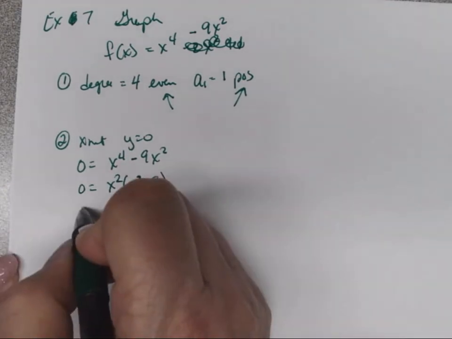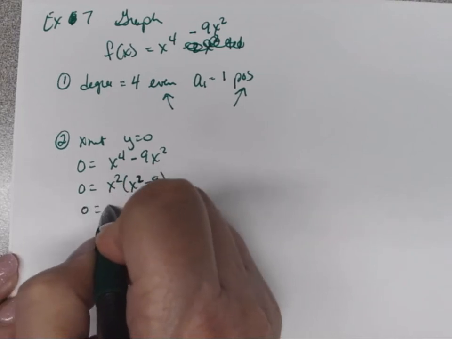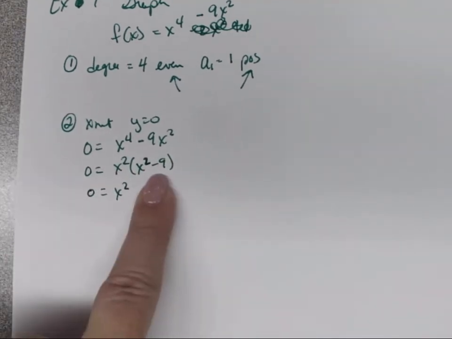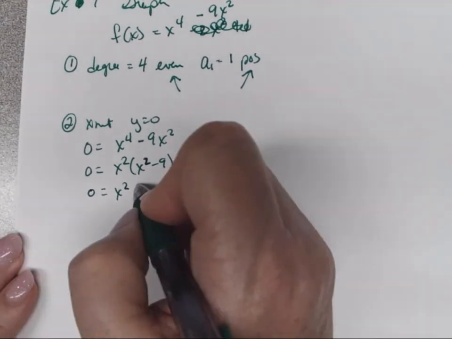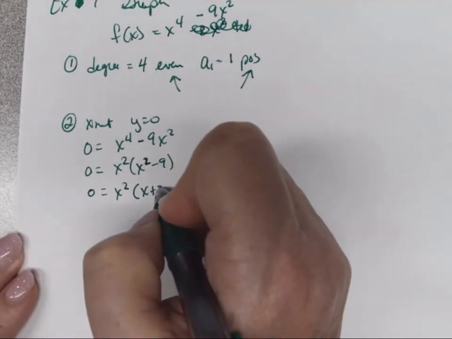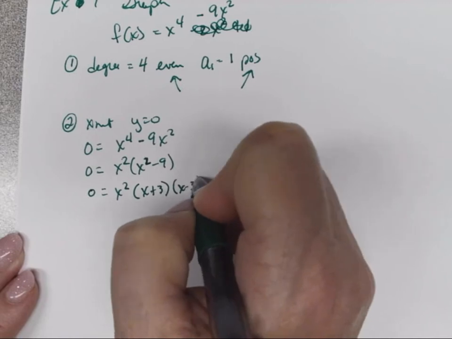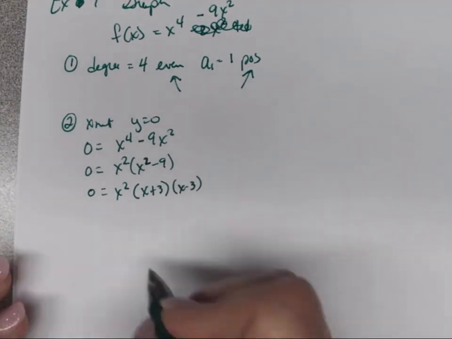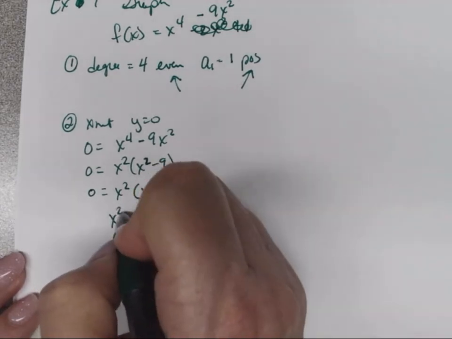And so this will get us 0 is equal to x squared. Well, x squared minus 9 is the difference of squares. So that'll get us times x plus 3, x minus 3, or x minus 3, x plus 3. It does not matter the order in which you do it. And now we can set each part equal to 0.